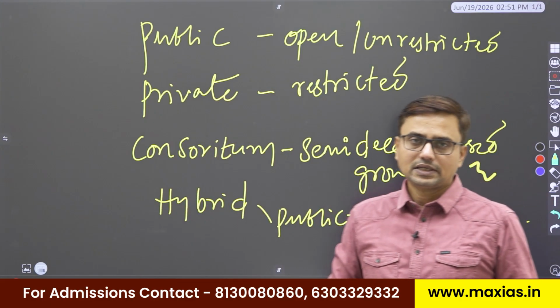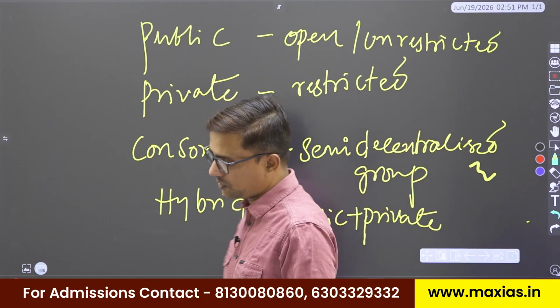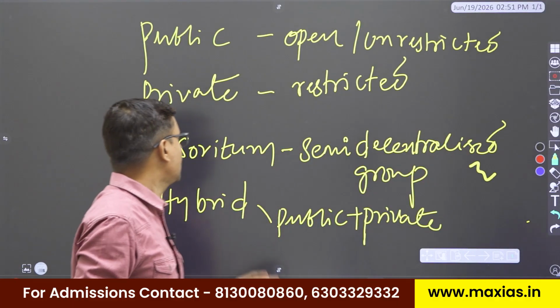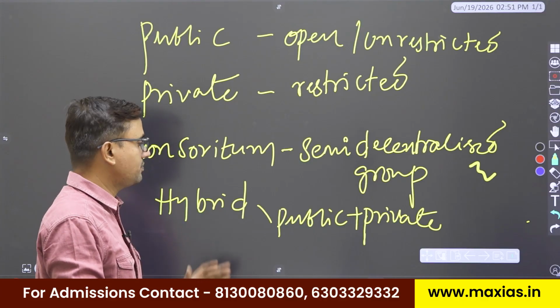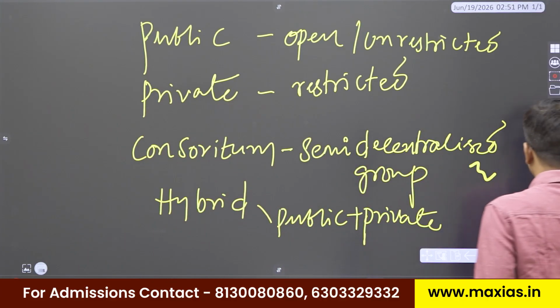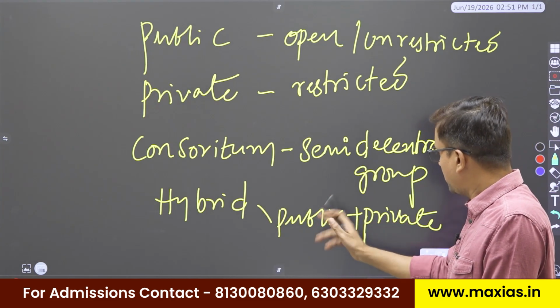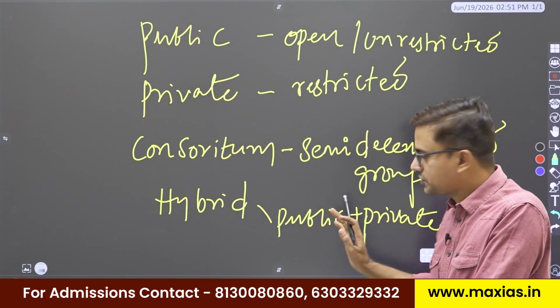If you have an understanding of what is public blockchain, what is private blockchain, what is consortium, and what is hybrid, you can comfortably answer this question. So, hybrid blockchain is a mix of a public and a private blockchain.